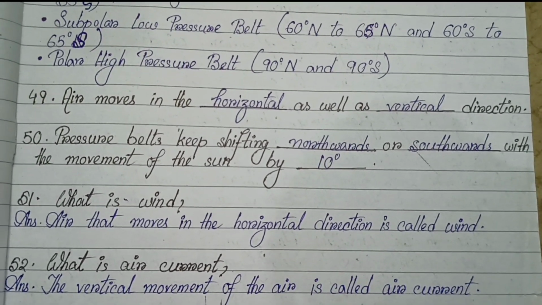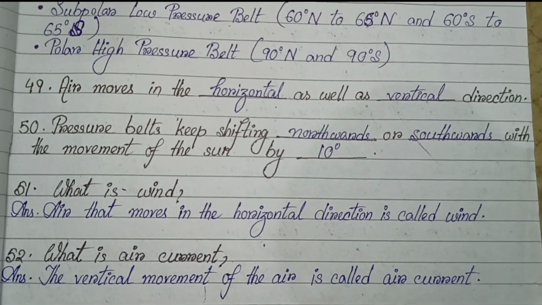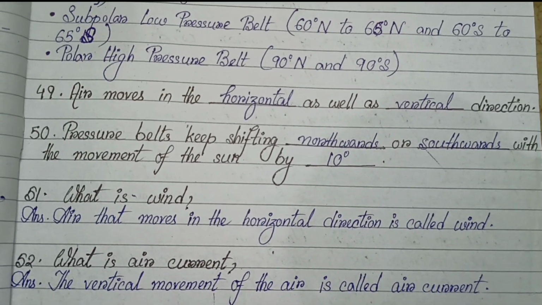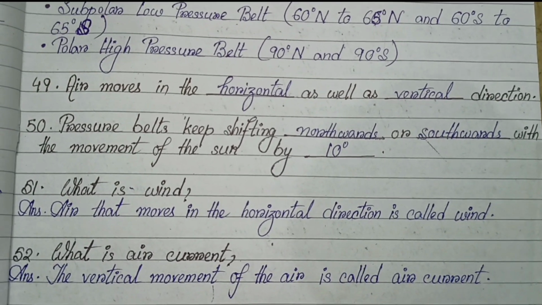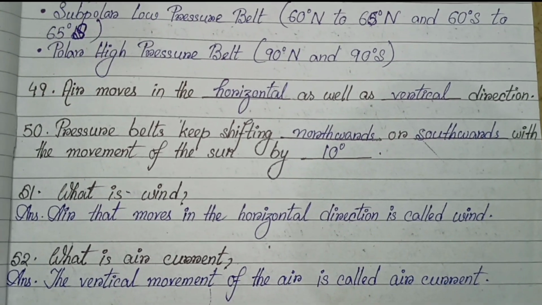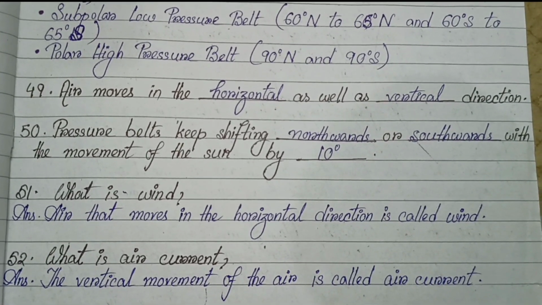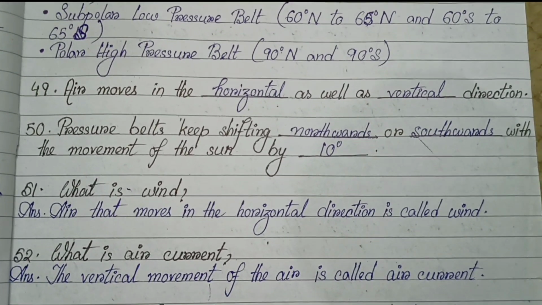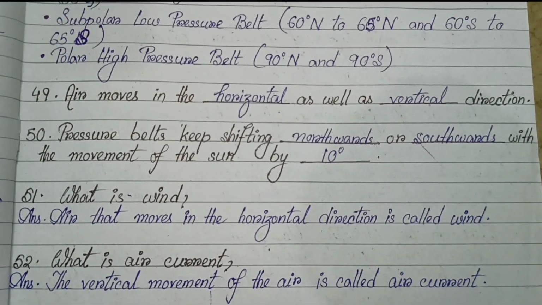49. Air moves in the horizontal as well as vertical direction. 50. Pressure belts keep shifting northwards or southwards with the movement of the sun by 10 degrees. 51. What is wind? Air that moves in the horizontal direction is called wind. 52. What is air current? The vertical movement of the air is called air current.